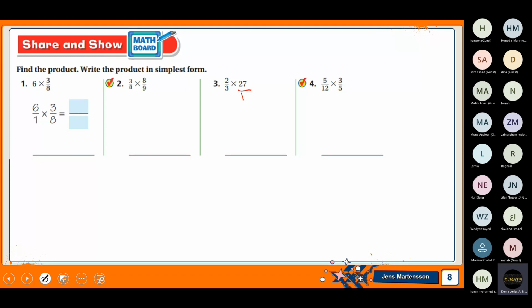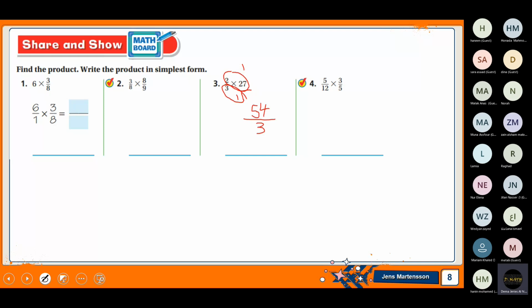Multiply fractions. What do you have to do first? You have to multiply the numerators or the denominators? The numerators. What are the numerators here? Two and what? We're multiplying. Two times 27 equals 54. Three times one equals three. Now 54 over 3. Can I simplify it more?